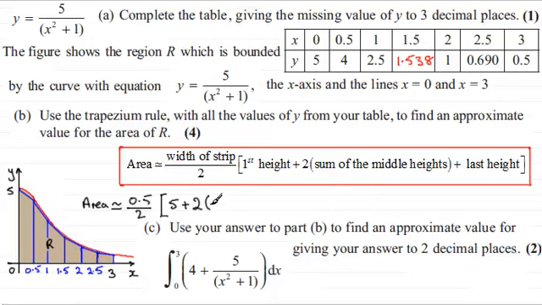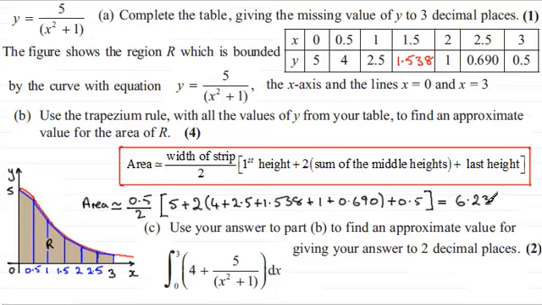So from the table, we can see that those middle heights are 4, and then you've got plus 2.5, and the value we found, which was 1.538, and then you've got plus 1, and then plus 0.690. So we'll close the bracket off there, and now we have to add the last height, and the last height was the y value when x equaled 3, which was 0.5, so plus 0.5 there. Let's close the bracket off, and if you work this out, the value you get is 6.239.